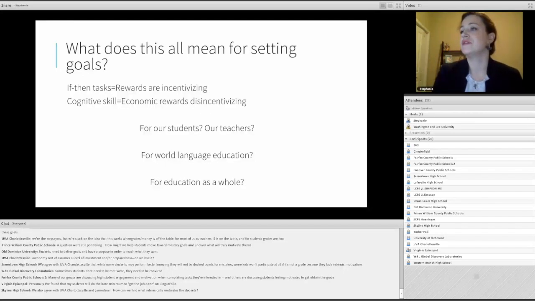Let's see. Students need to define goals and have purpose in order to reach what they want. Absolutely. Autonomy assumes a level of investment or preparedness. Do we have it? That's a really great question and concern.